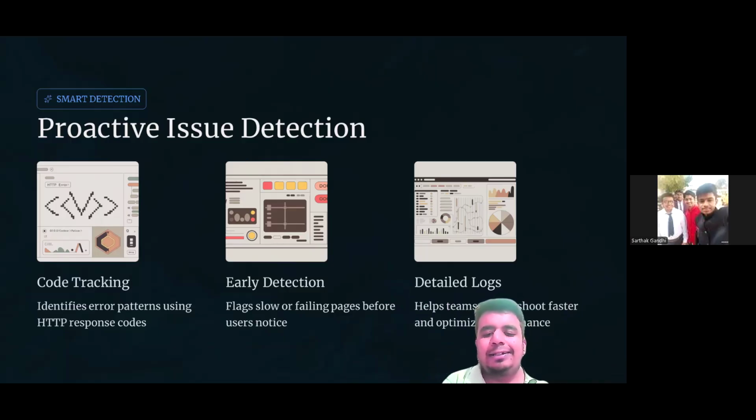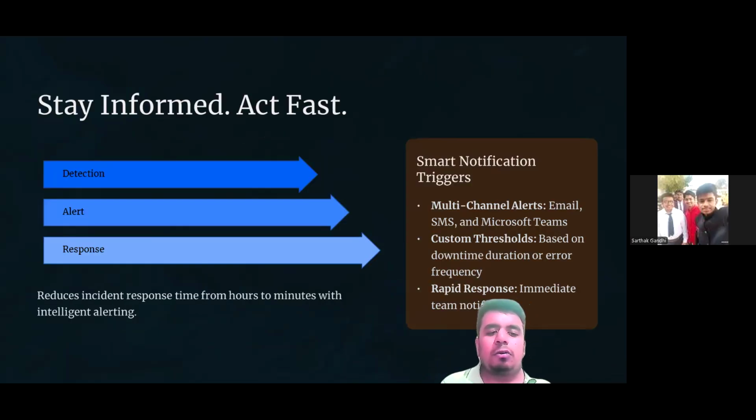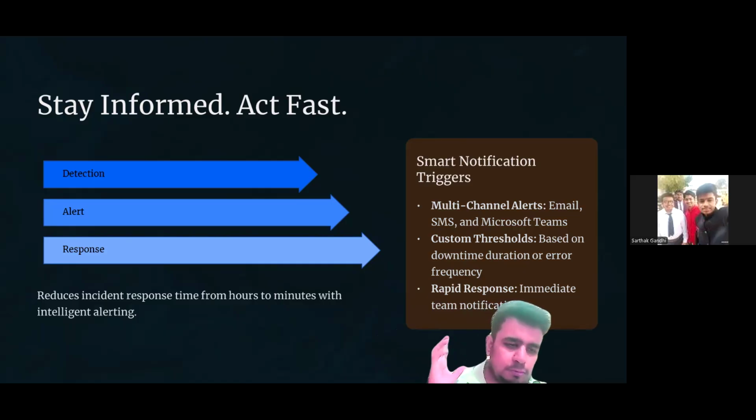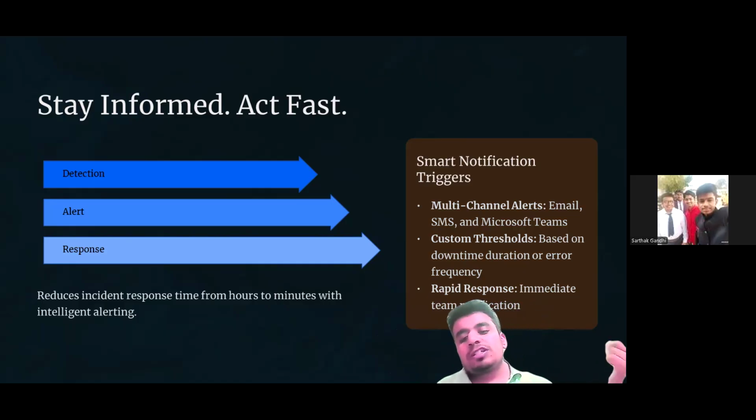Early detection and detailed logs. This and all is happening. Now, stay informed and act fast. That is the thing. Okay. Now, how are alerts given? What are the types of alerts by which the website creators, website builders, or a team, let's say if you're considering the example of a coaching center, are notified?